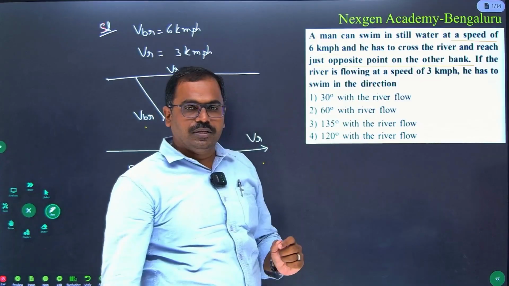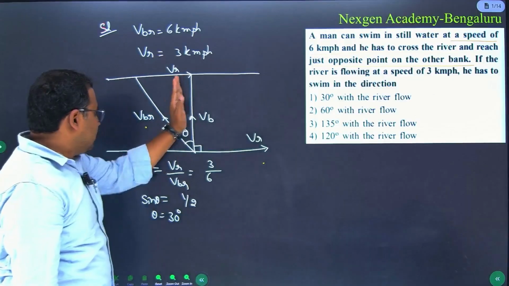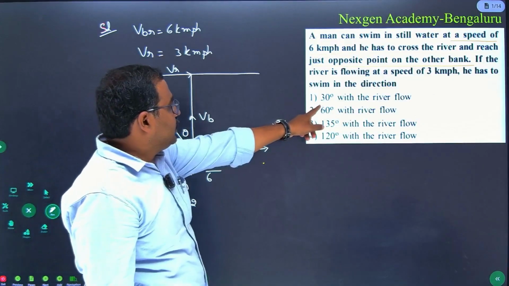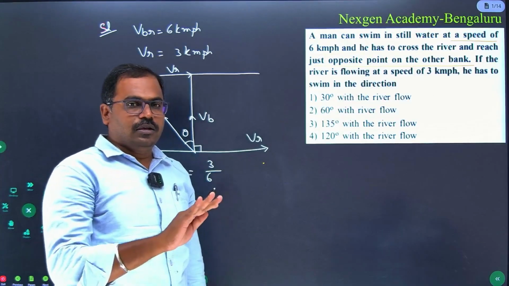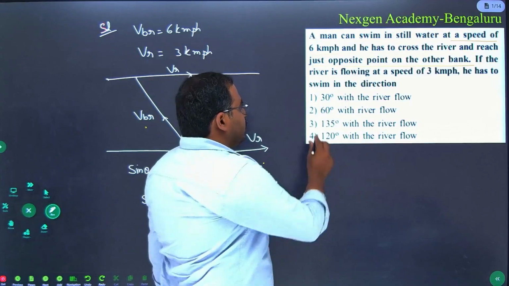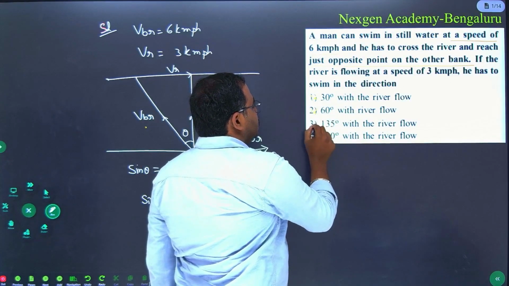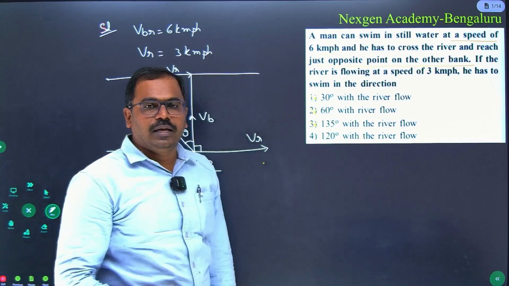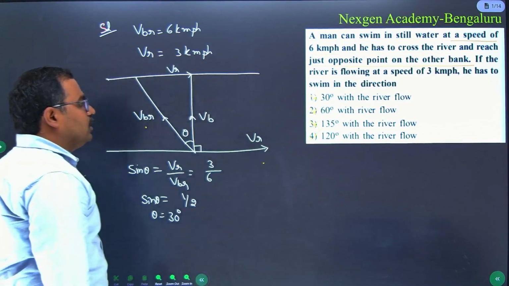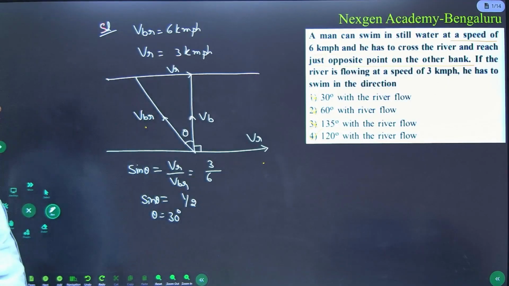So this first option is a trap. You should be careful while taking the first option: 30 degrees with the river flow. 30 degrees is with the vertical, but here it is given as 30 degrees with the river flow. That is a wrong option. That's a trap. Coming to the second, 60 is a wrong answer and 135 is also a wrong answer. Which is the correct one? 90 plus 30, the total angle, is equal to 120. This is the answer. So 120 degrees with the river flow is the correct answer. Okay. Right. We can take the next question. Hope you understand.